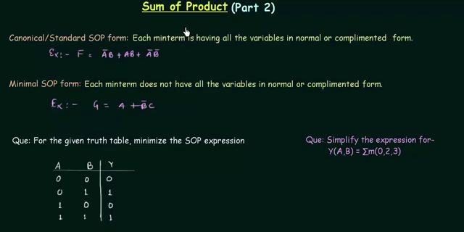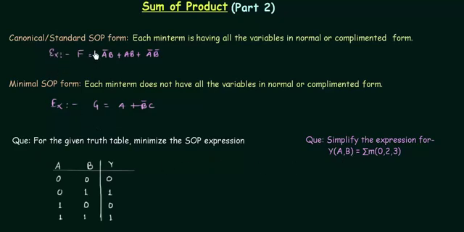In the last presentation, we completed the sum of product, and it is of two types. The first one is the canonical or standard SOP form, and the second one is the minimal SOP form. Let us revise it quickly, then we will solve two problems that I have already written here.